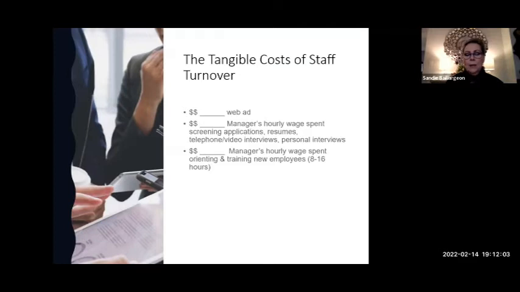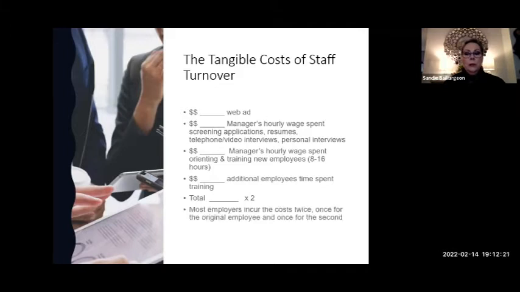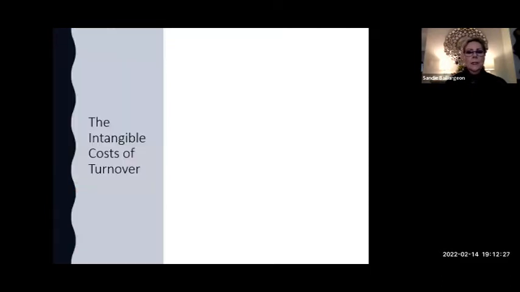Once you hire somebody, how much of the manager's hourly wage is spent on orienting and training new employees? It's usually anywhere from 8 to 16 hours. How much additional employee time has been spent during that training time? And you usually have to multiply that by 2, one to replace the person you are hiring to replace, as well as the person that you eventually hire. The intangible costs of staff turnover, of course, are the effect on business.